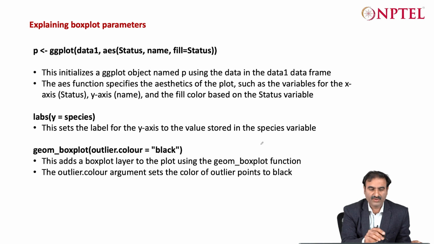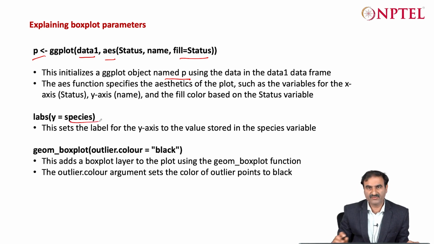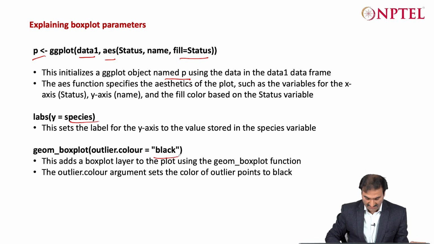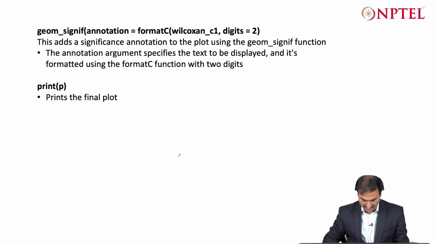So basically your command is like that, where there is an object named p, which is saving the results, and this is your data set, and we define the aesthetics. What we have seen in the previous slide also, we have the data and we define the aesthetics, that is the x and y axis. So the y axis is basically the species or any label that you want to give. Outliers are labeled as black. In geom significance, we are using the p-value that was calculated from the Wilcoxon test in the previous box plot and Wilcoxon slide, and then printing the final plot.